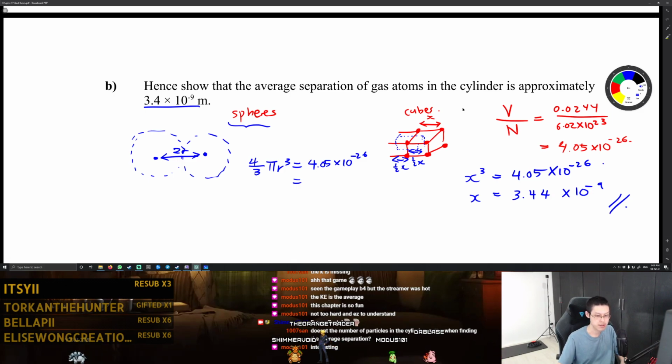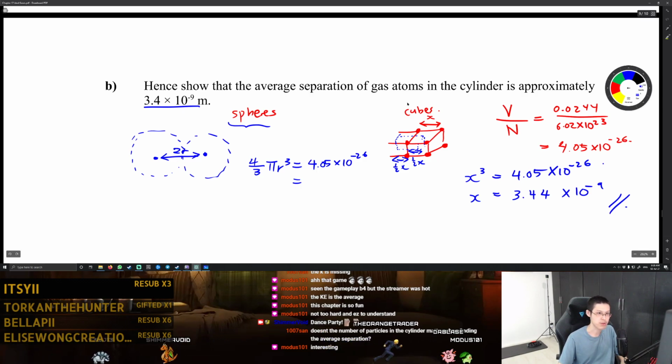But the mark scheme, usually they would accept both. But for this particular case, they only accept the cube, because only the cube would give you this answer, I think.